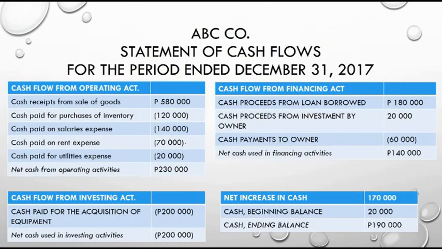So, ABC Corporation Statement of Cash Flow for the period ended December 31, 2017, which is dapat, lahat yan is in one single line. Ay, dapat isang ganun lang yan. Kaya dahil sa hindi kasya sa PowerPoint, pinaghiwalay ko. So, you have this cash flow from operating activities, cash flow from investing activities, and cash flow from financing activities.